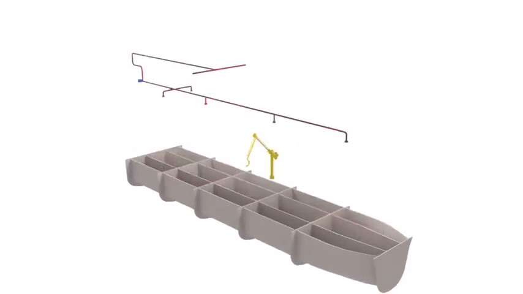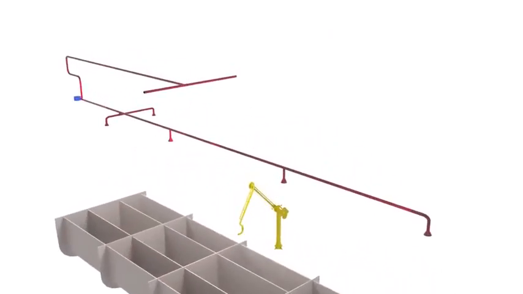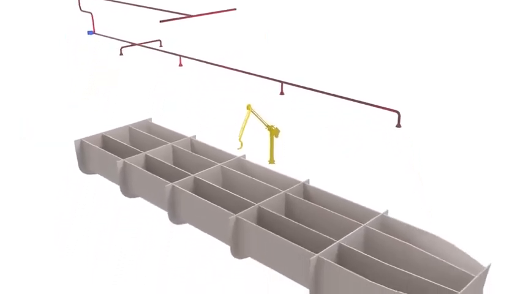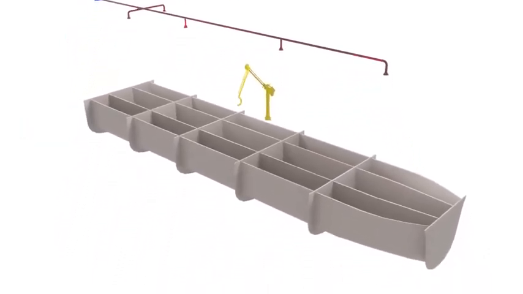This pipeline is used to load and discharge oil in and out of the cargo tank. This part is called a manifold, and oil enters here. A pump is used to push the oil through a bell mouth, where the oil comes out into the tanks from the bottom to the top. For example, in this model, there are 15 oil cargo tanks.